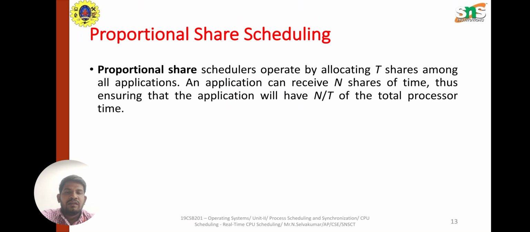Proportional share scheduling. A proportional share scheduler operates by allocating T shares among all participants. An application can receive N shares of time, thus ensuring that the application will have N/T of the total processor time.